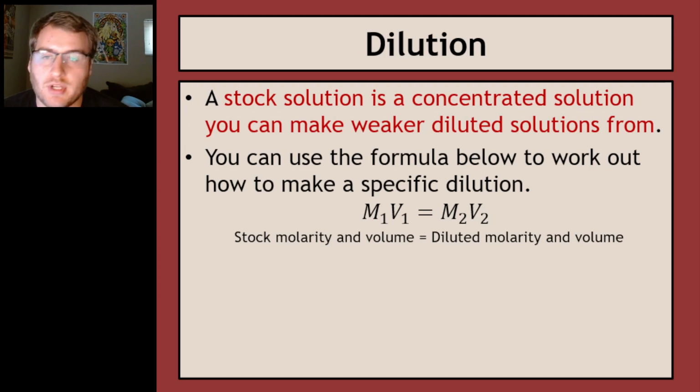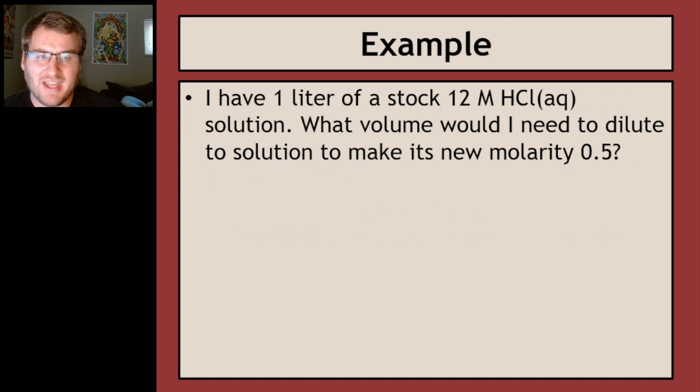This formula below can be used in a variety of different ways to find different math about dilutions. M1 and V1 stand for the molarity and volume of your original stock solution, and M2 and V2 are your new volume and your new molarity of your diluted solution. So all sorts of different math we can do with this. This one says, I have 1 liter of a stock 12 molar hydrochloric acid solution. What volume would I need to dilute the solution to make its new molarity 0.5?